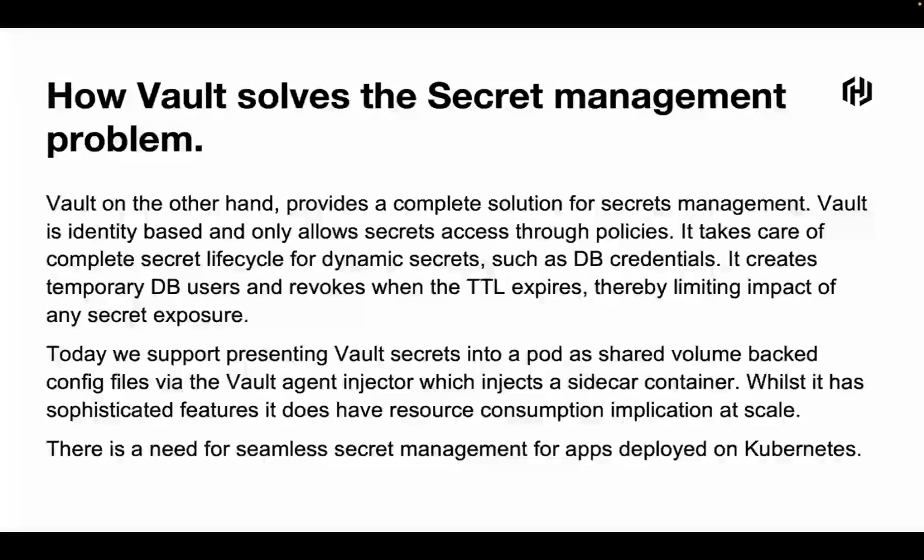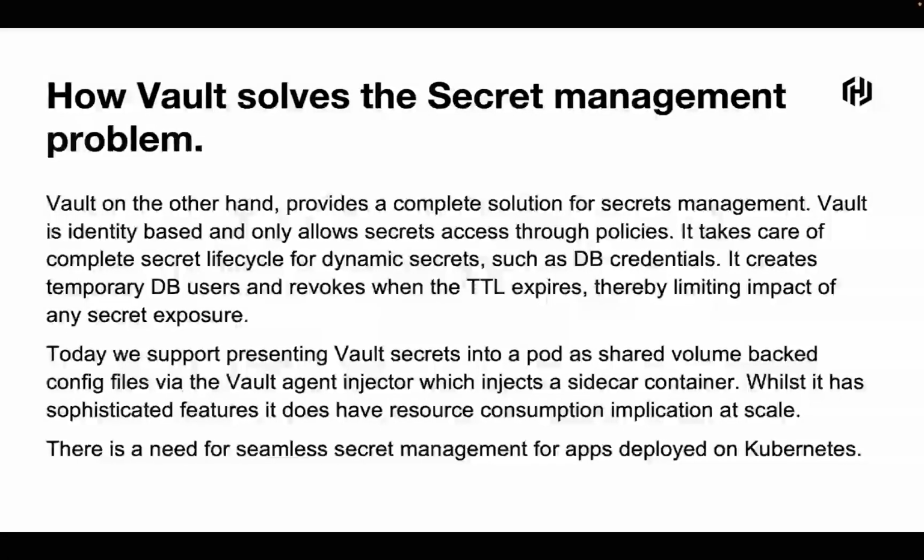How can Vault solve this secret management problem? Vault, on the other hand, provides a complete solution for secret management. Vault is identity-based and only allows secret access through policies. It takes care of the complete secret lifecycle for dynamic secrets, such as DB credentials. It creates temporary DB users and revokes them when the TTL expires, thereby limiting the impact of any secret exposure. Today, we support presenting Vault secrets into a pod as shared volume-backed config files via the Vault agent injector, which injects a sidecar container. Whilst it has sophisticated features, it does have some resource consumption implication at scale, and that is because every pod needs an additional sidecar container. There is a need for seamless secret management for apps deployed on Kubernetes.